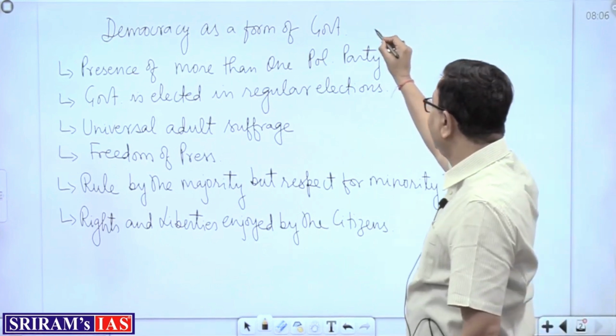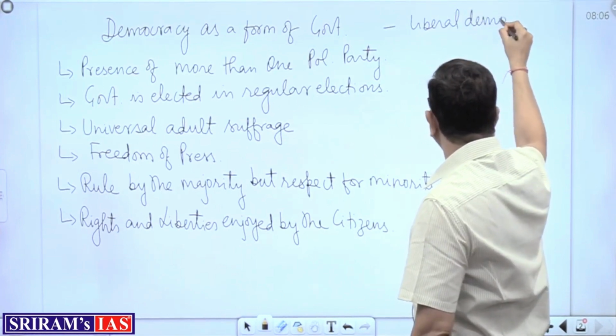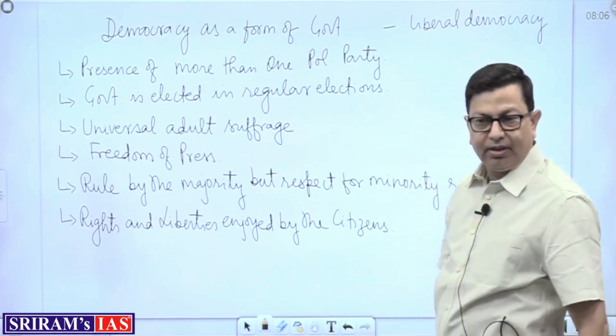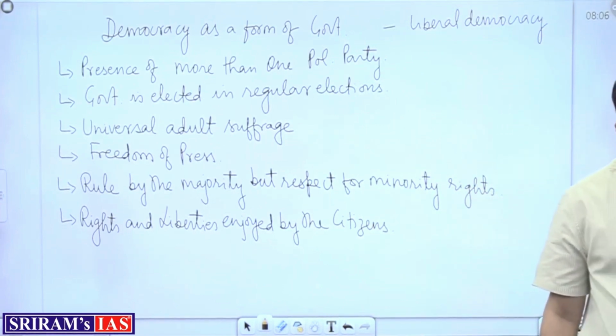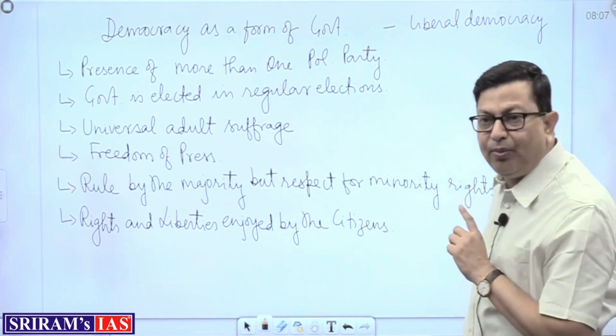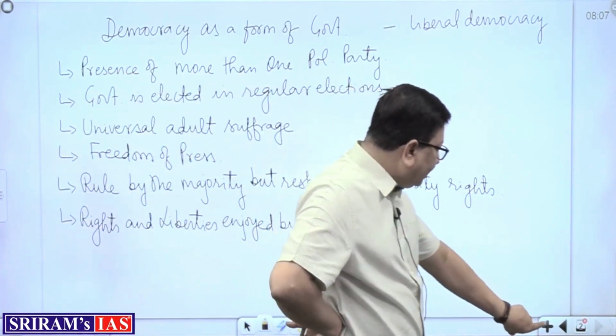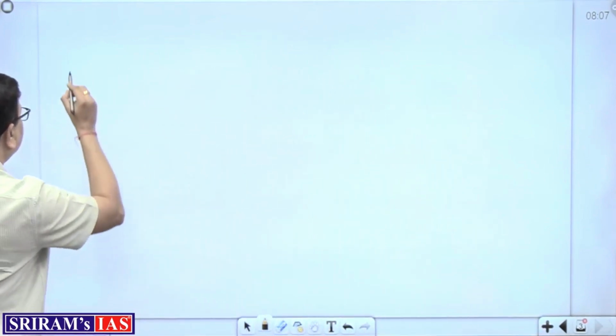Basically, this is the concept of a liberal democracy. So, in a liberal society, in a liberal country, the emphasis is on the procedure of democracy. Then, this is the most popular understanding, democracy as a form of government. The second understanding of democracy is democracy as an ideal.